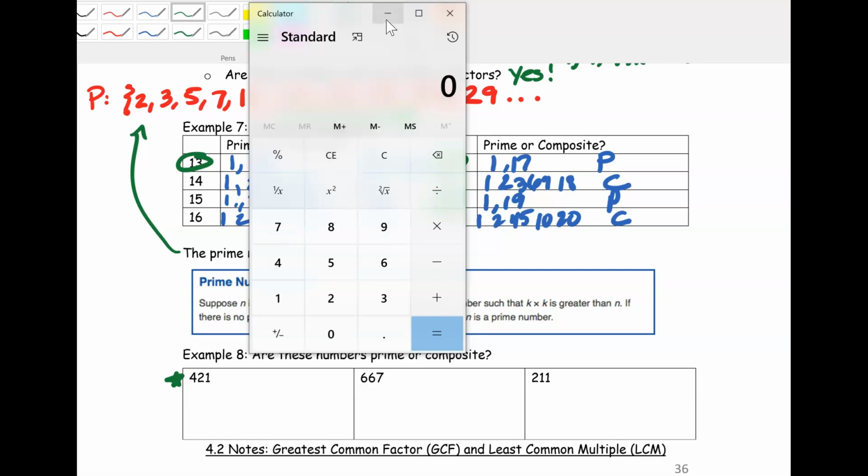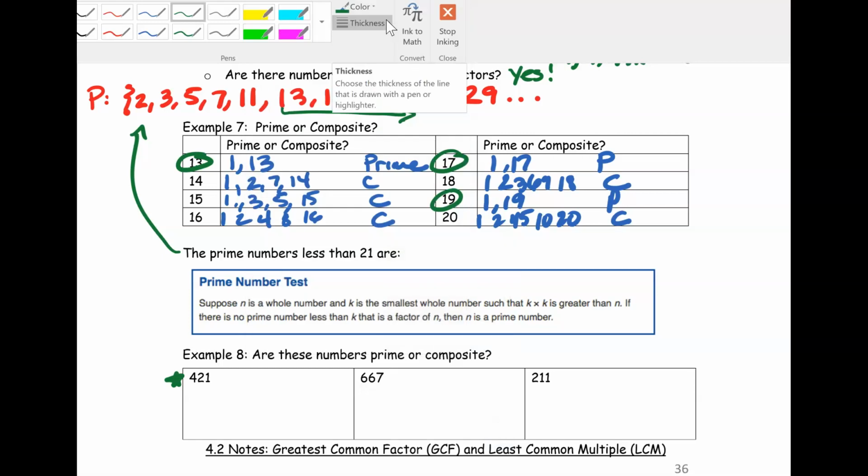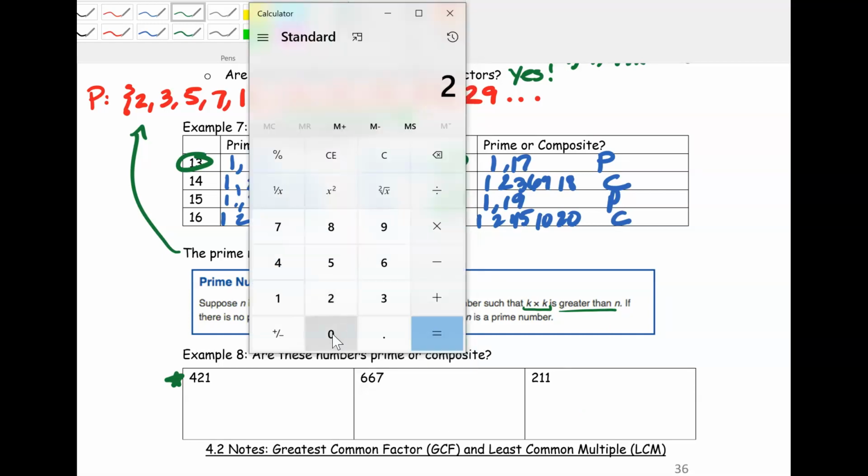One method is called the prime number test. What it says is that you find the smallest whole number such that when you multiply it by itself, it's greater than the number. And then once you find that number, you only have to check the primes that are less than that. So for example, 421. Think of a number that when you multiply it by itself, you get close to 421. An example might be 20 times 20 equals 400.